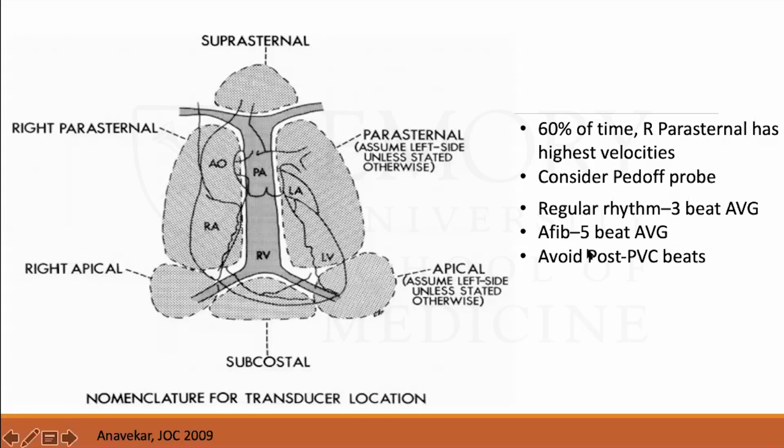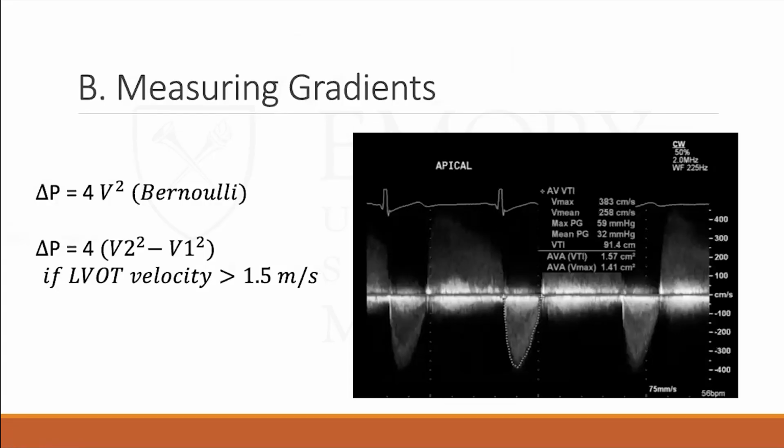I put this here as well. By the book, technically we're supposed to do a 3 beat average of our velocities and gradients if they're in sinus rhythm. If they're in AFib, you're supposed to average 5 beats. In practice, I think that takes a lot of time, and I don't know if anyone truly does that, but it is one thing that by the guidelines you're supposed to do. Another thing to keep in mind is post-PVC beats. Do not measure the post-PVC beats because those are going to be artificially high.